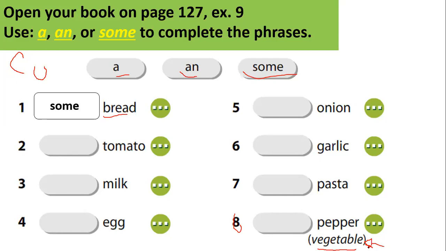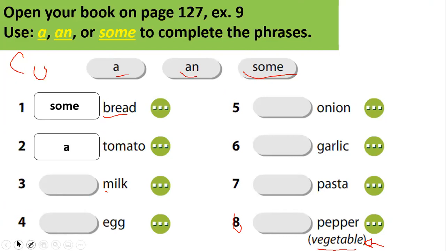All right. So let's check the answers. For number 2, what did you put? A, an, or some? Only some. A tomato. Number 3, milk. So milk.